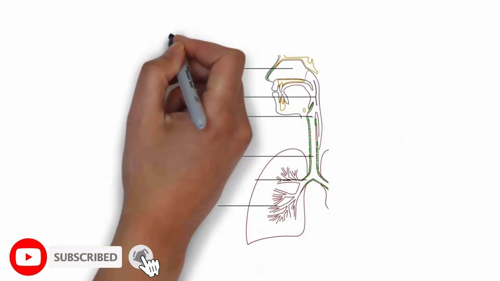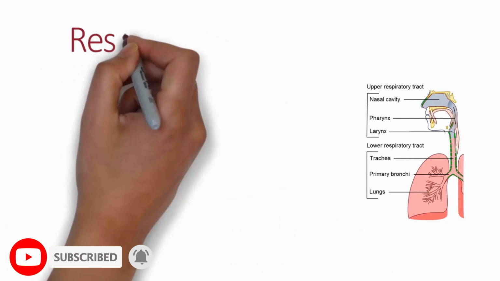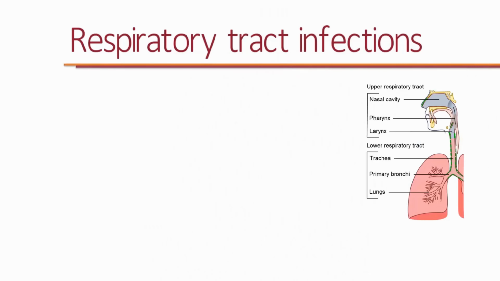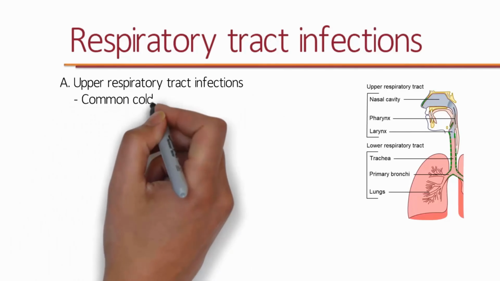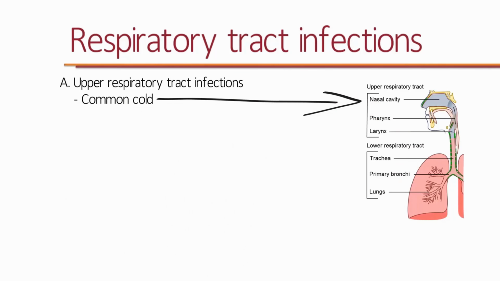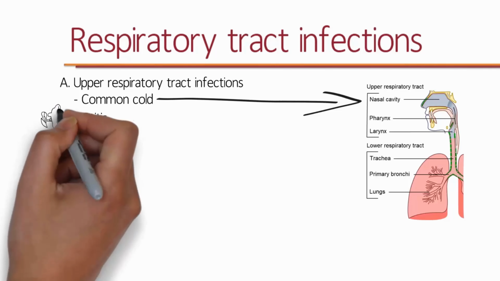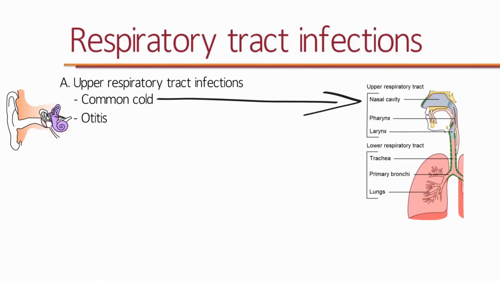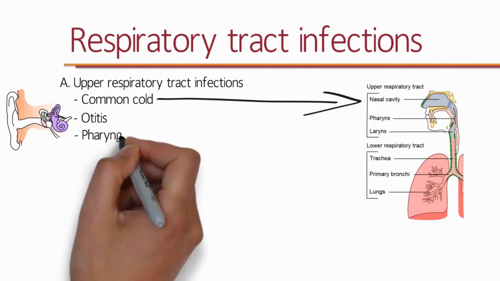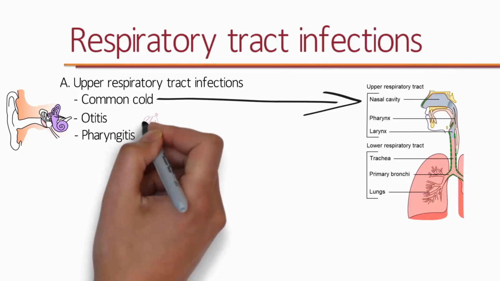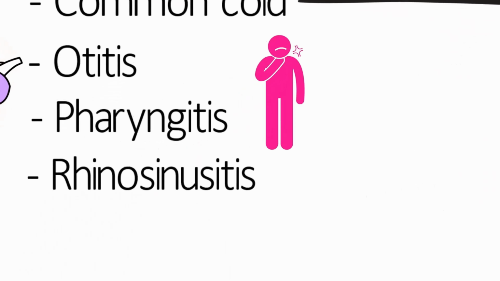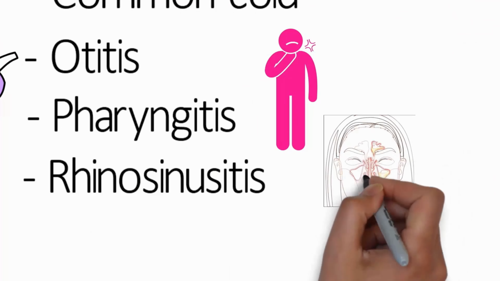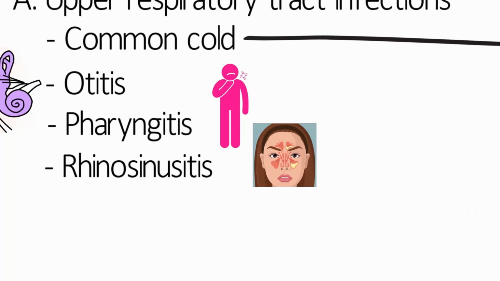Respiratory tract infections can be divided into upper respiratory tract infections and lower respiratory tract infections. The common cold, which is the most common upper respiratory tract infection, primarily affects the nasal cavity and the sinus area. Otitis, which is basically the infection of the ear, is also considered an upper respiratory tract infection. You can also have pharyngitis, which is the infection of the pharynx. The pharynx is, of course, the canal that connects the nose to the throat. And lastly, you can have rhinosinusitis, which is primarily the infection of the sinus cavity.